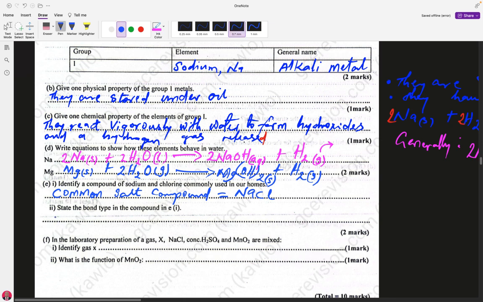So we say sodium chloride forms ionic bonds. Sodium chloride forms ionic bonds.